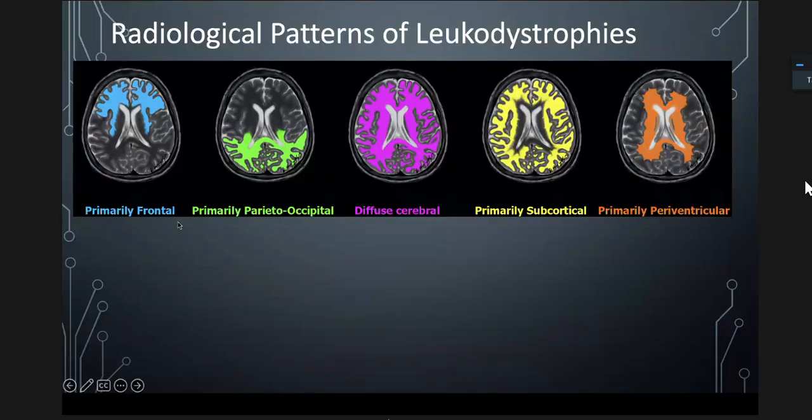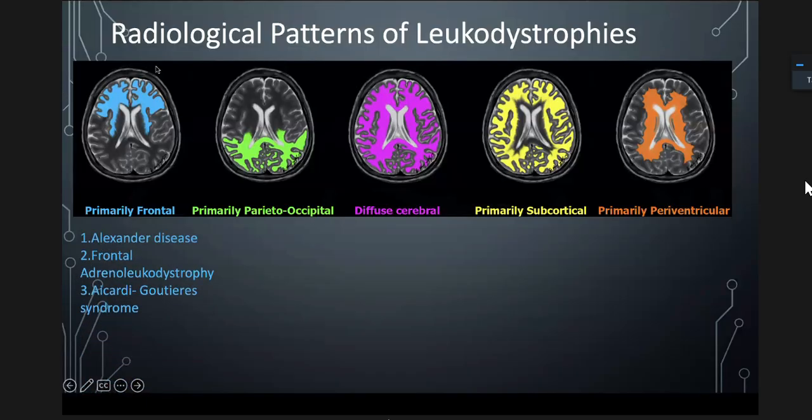Now, coming to radiological patterns. How do we diagnose, or how do we have an algorithm? We categorize them into whether the leukodystrophy is predominantly involving the frontal white matter, the parieto-occipital white matter, whether it is diffuse, whether it's involving the subcortical or the periventricular white matter. So, we divide into these five types.